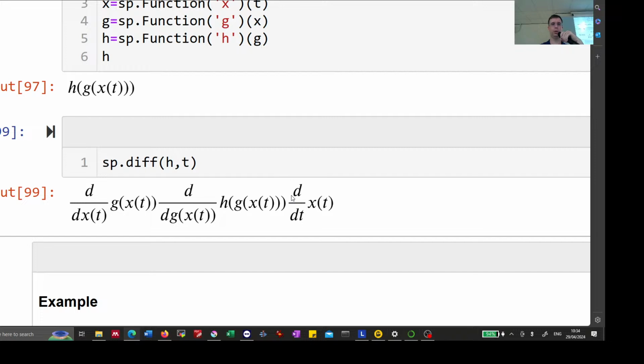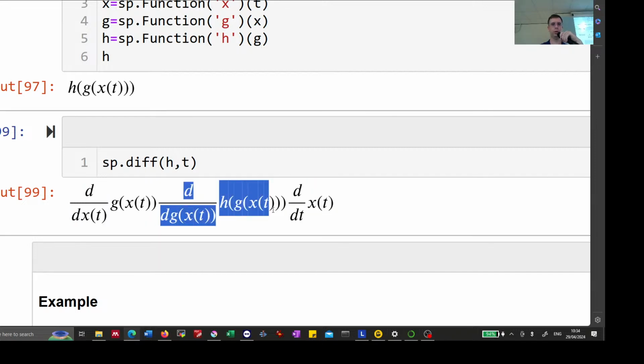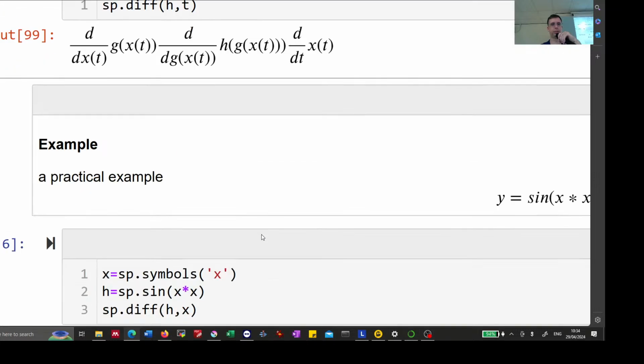So I see 1, 2, 3 parts to it. So far, so good. And that should be all right.